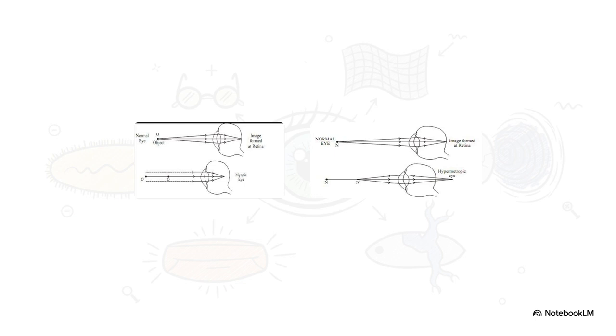Okay, let's just take a moment to look at them together. This comparison is so important. Look here. For myopia, the image is formed in front of the retina. And for hypermetropia, the image is formed behind the retina. So just remember this. In myopia, the image falls short. In hypermetropia, it goes too far. This is the key difference.